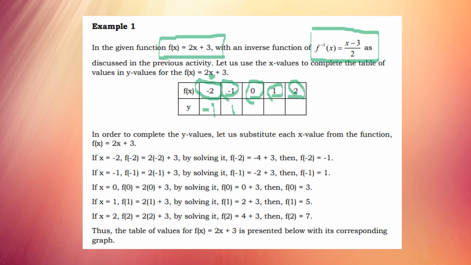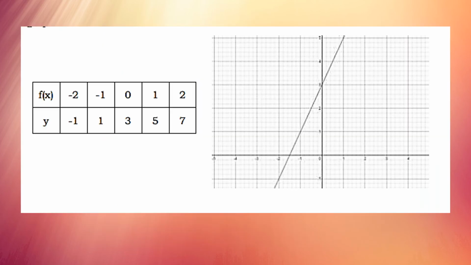Okay? And then the next one is 3. Then the next one is 5. And this is 7. And then yung solution. Okay? So, ito na yung table. So, paano ba yung i-graph? Negative 2, negative 1. So, ito yung Cartesian plane. Okay? So, asan ba yung negative 2? Ito yung negative 2 natin, di ba? Tapos negative 1, so andito yung point.